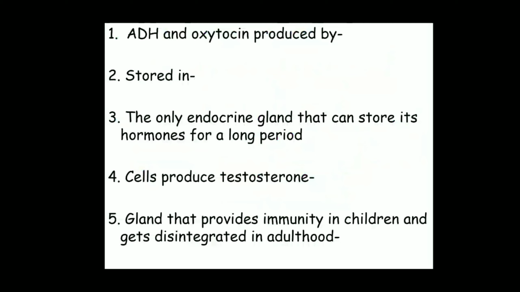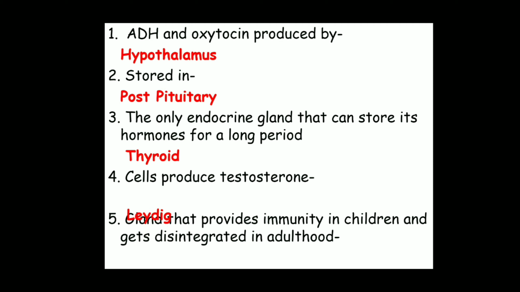ADH and oxytocin are produced by hypothalamus and stored in posterior pituitary. The only endocrine gland that can store its hormones for a long period is thyroid. Remember, most other glands will be producing the hormones in response to the pituitary stimulating hormones, but thyroid can produce and store, and it will be released when the TSH stimulates the thyroid gland.